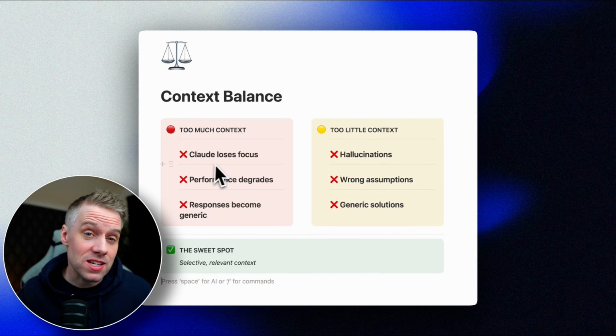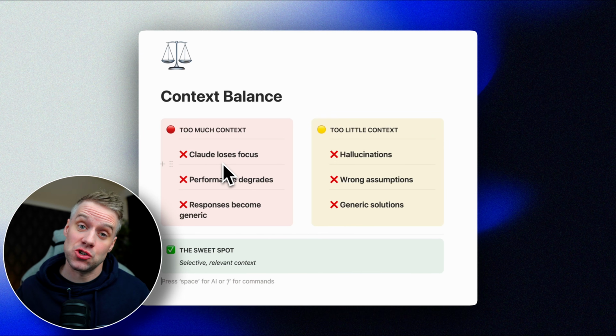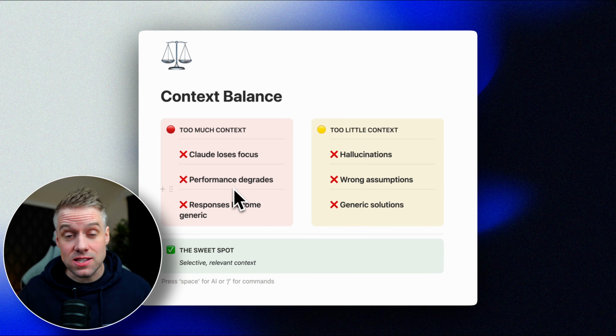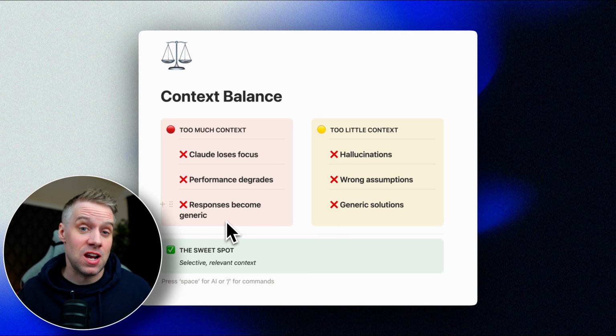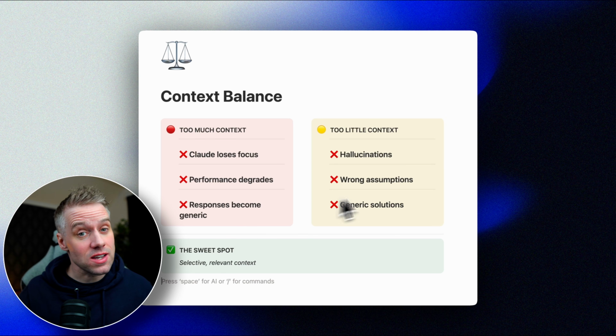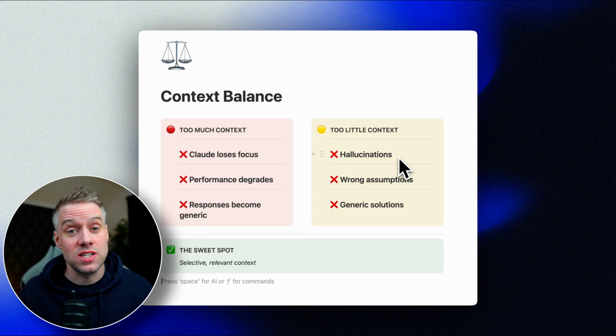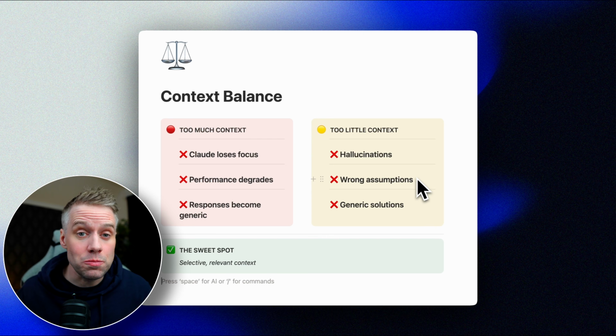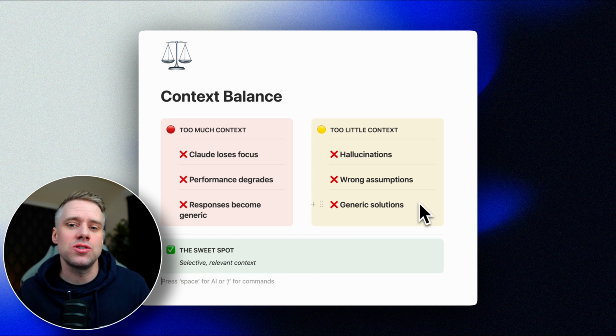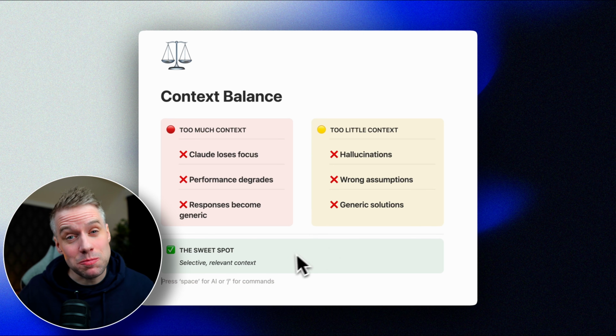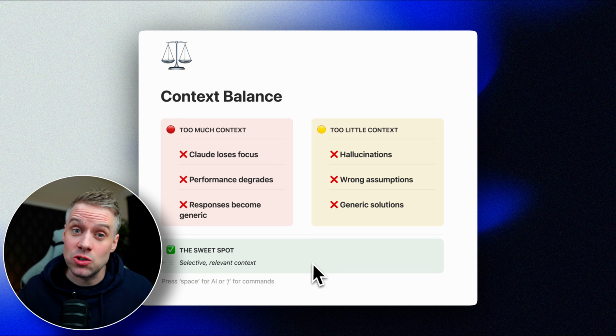With too much context, Claude loses focus on your actual task. Performance degrades and responses become generic. With too little context, well, then we encounter hallucinations. Claude fills in the blanks. Wrong assumptions about your codebase or generic solutions that don't fit. The sweet spot is selective, relevant context.